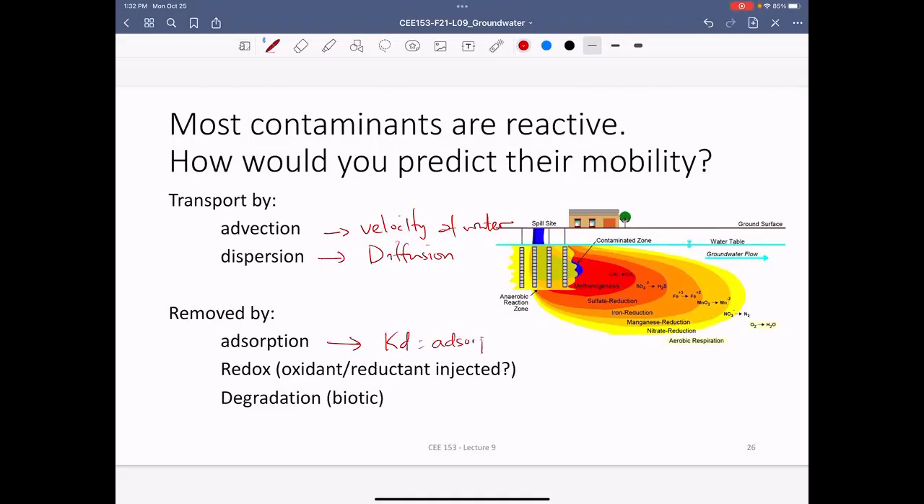Adsorption, we'll get to the point. The coefficient tells how sticky a substance is. So if the KD is high, that means the pollutant is more likely to stick with the aquifer material. If the KD is high, that means more adsorption. That means it moves slowly. It will not move as fast. So this is opposite to mobility.